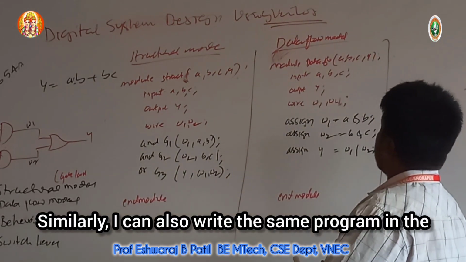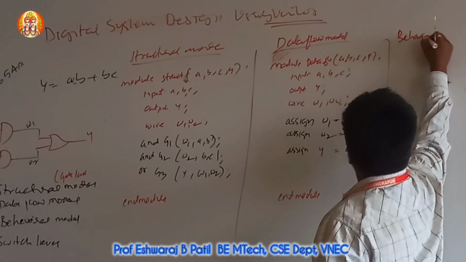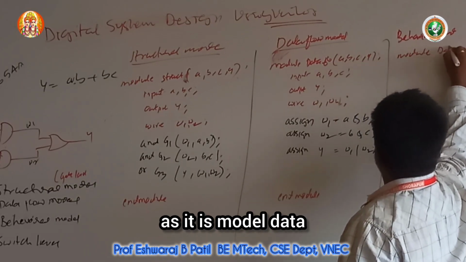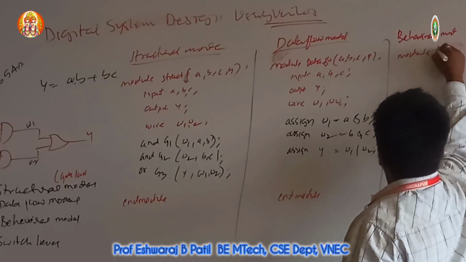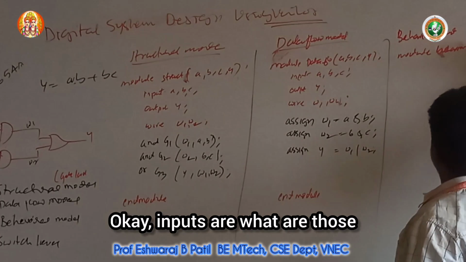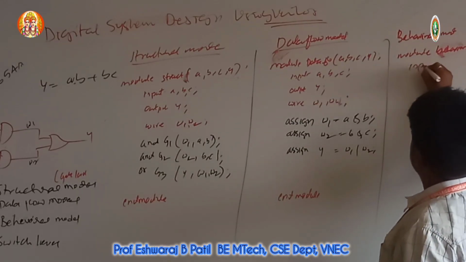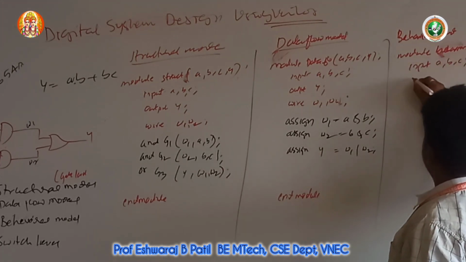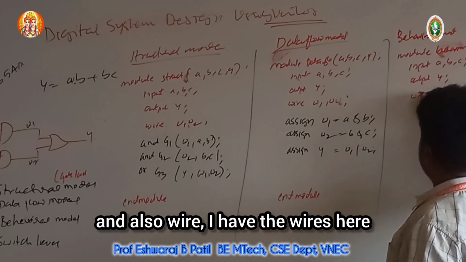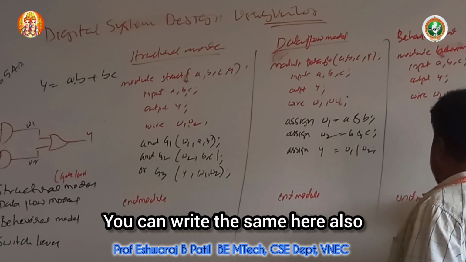Similarly, I can also write the same program in the behavioral model. You can write any name here, behavioral model. The inputs are A, comma B, comma C. The output is Y, and also wires, which are W1 and W2. And this is the end module. You can write the same here also.